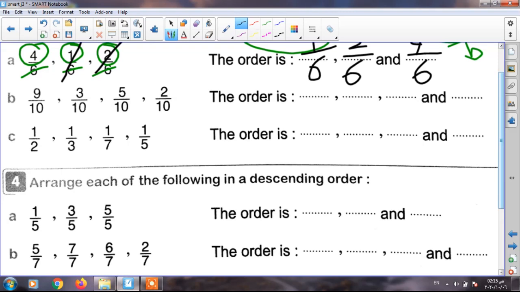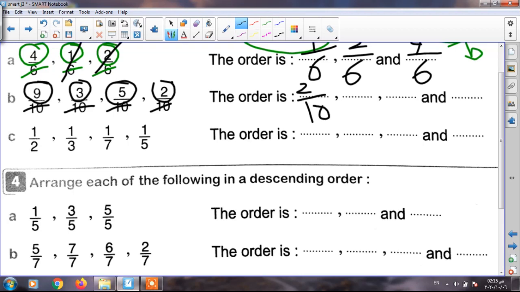Here I have the same denominator. So I will compare between the numerators. Here I have 9, 3, 5, and 2. I want to arrange from the smallest to the biggest. Pay attention, ascendingly, okay? Ascending order, okay? Where is the smallest one here? 2/10. And I will cancel it from here, okay?